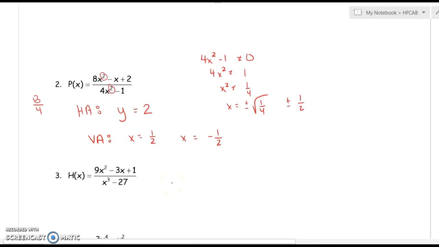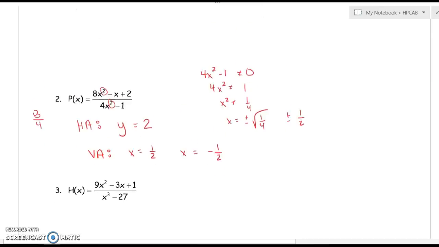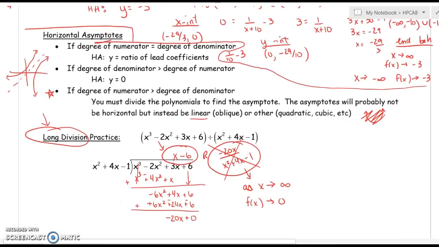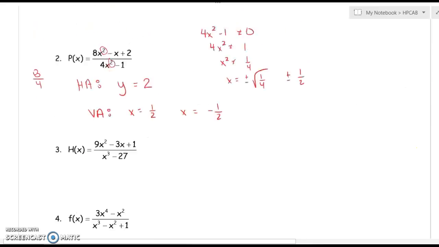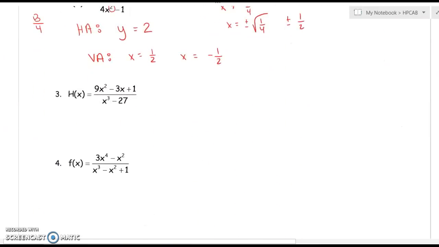All right. For the next one, the degree of the top is smaller than the degree of the bottom. Sorry, the degree of the denominator is greater than the degree of the numerator, so it's going to be y equals 0. Okay, so the horizontal asymptote is going to be y equals 0.